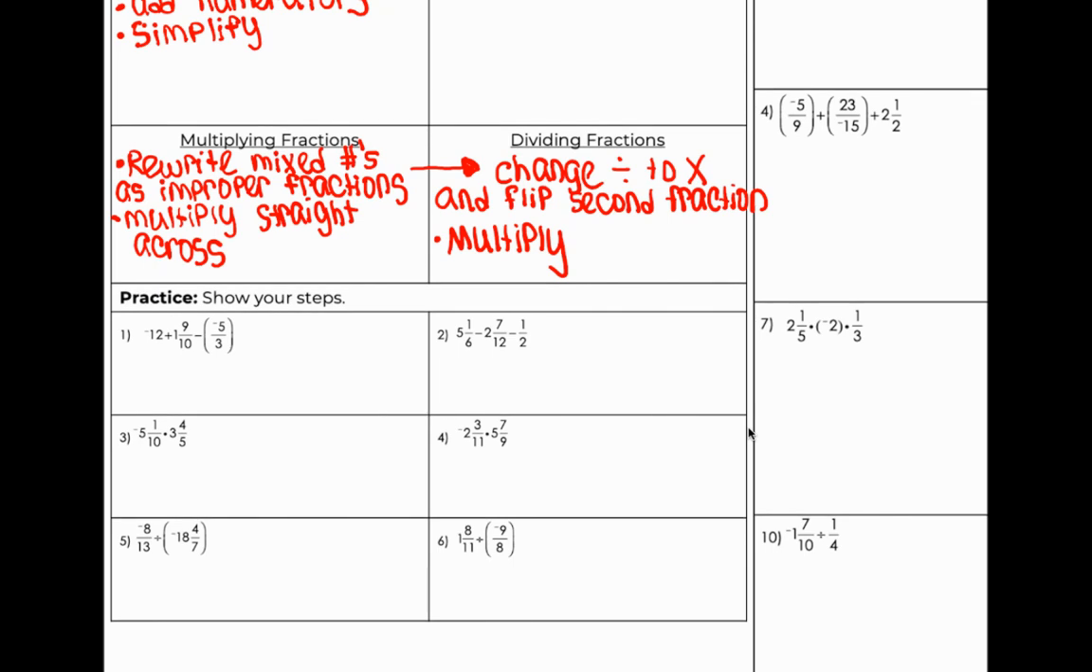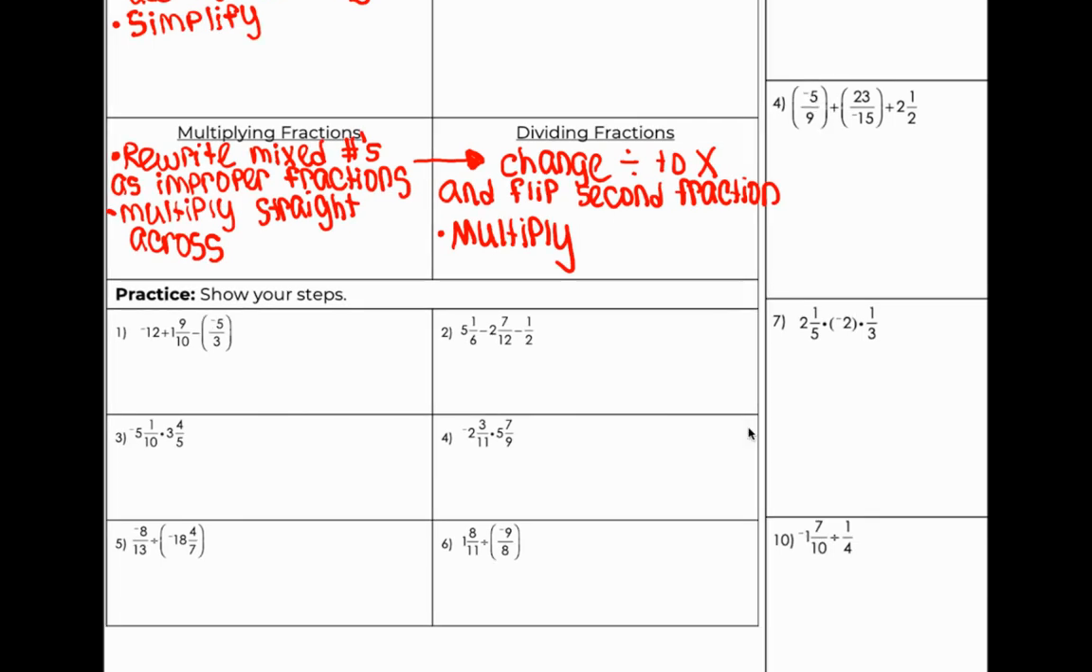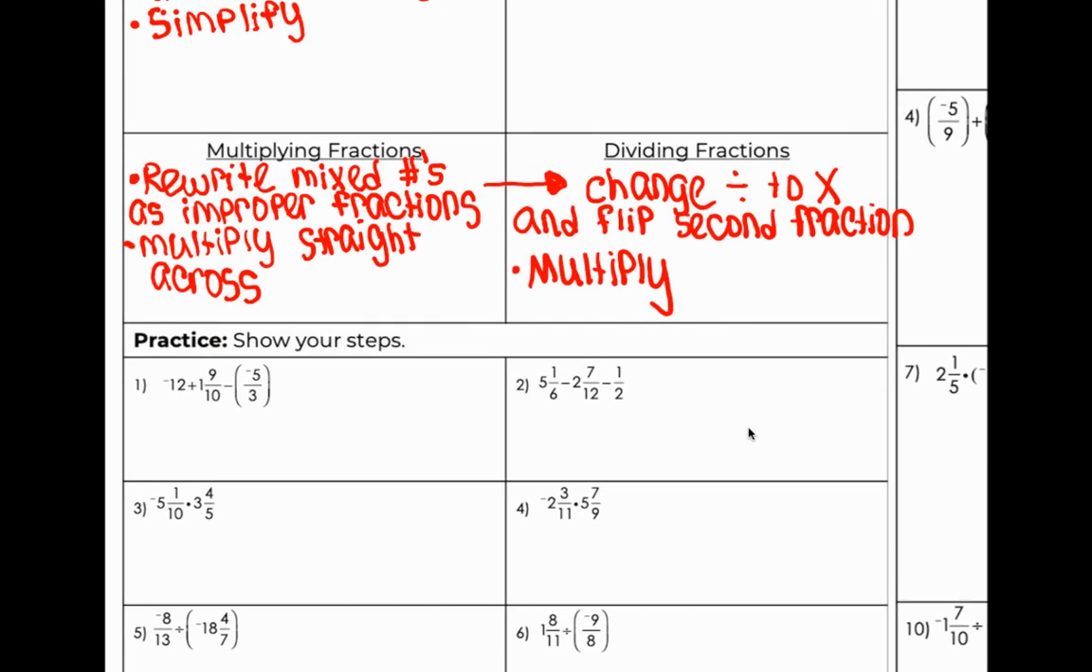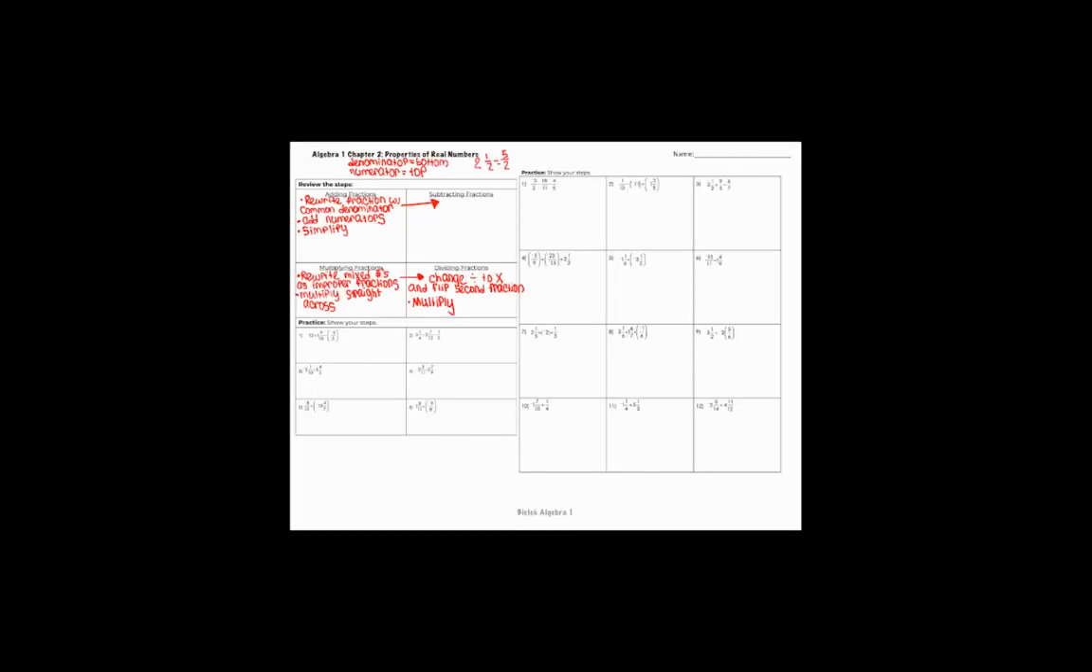So we'll just start here with number 1. Negative 12 plus 1 9/10. Let's start with that. So I can just add those whole numbers together. So negative 12 plus 1 9/10. What I would probably do to make this a little easier on myself is try to get a common denominator. So I'm going to look at this 1 9/10.